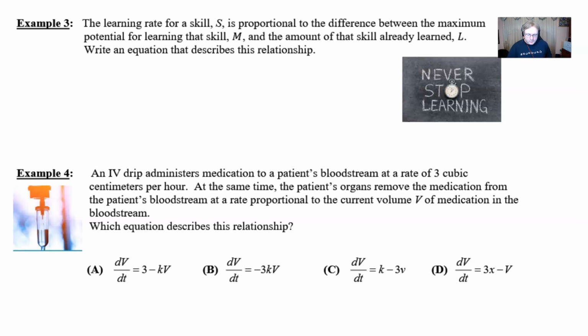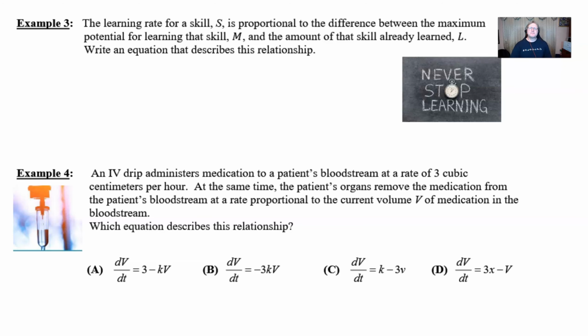So we're going to start with our example 3 here, never stop learning. And this is an actual, famous learning model. I believe it's called the Ebbinghaus model, if I'm not mistaken. But it says that the learning rate for a skill S is proportional to the difference between the maximum potential for learning that skill M and the amount of that skill already learned L. Write an equation that models this relationship.